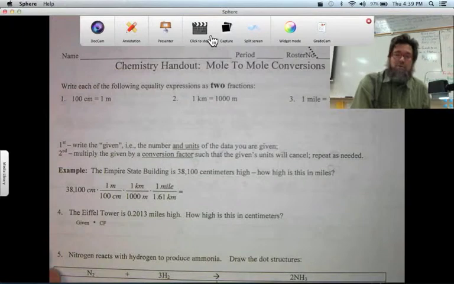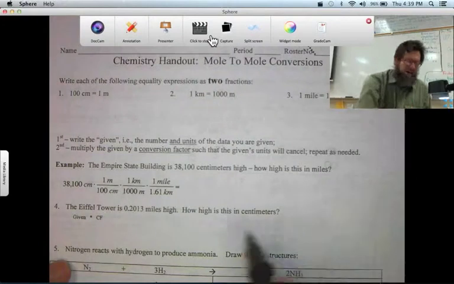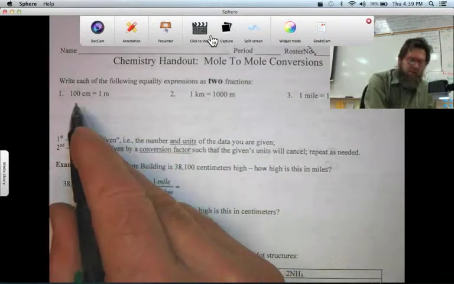Today we're going to do some mole-to-mole conversions. And first, we're going to review conversion factors in general. An example of a conversion factor would be, 1 meter equals 100 centimeters.